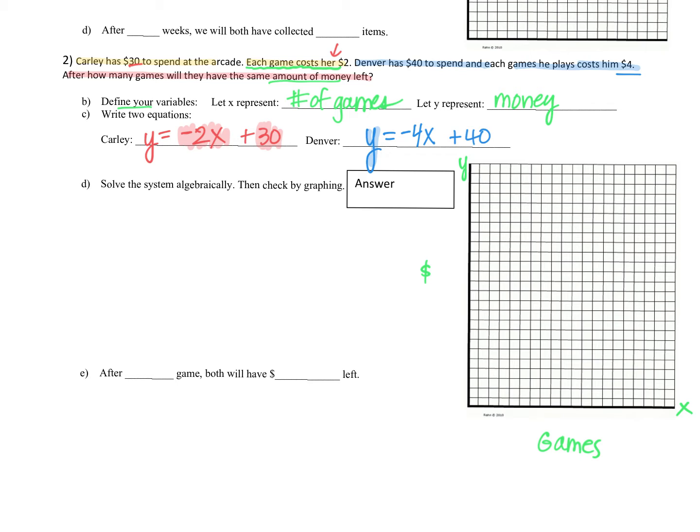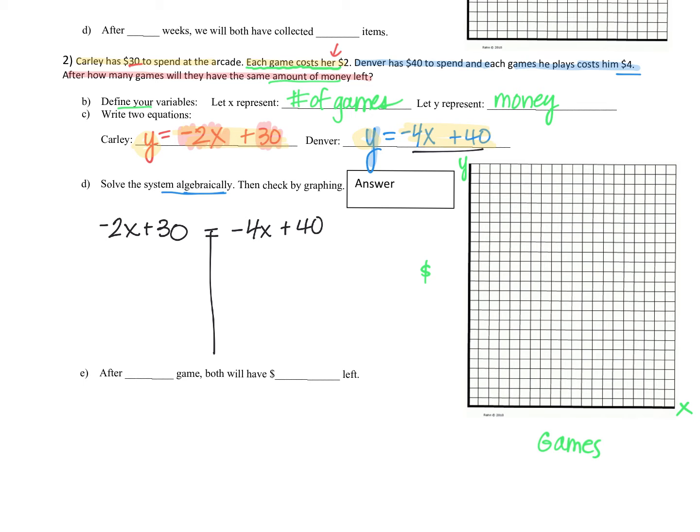We know how to do it both ways, and we're going to put it together. First, to solve it algebraically, you learned yesterday that when you have 2 equations, if this is their money and I want to know when it's going to be the same, I can take those 2 equations, because they both say y equals, and set them equal to each other. I want to know when Carly's money, negative 2x plus 30, equals Denver's money, which is given by negative 4x plus 40. So we can draw our line down and try to solve this.